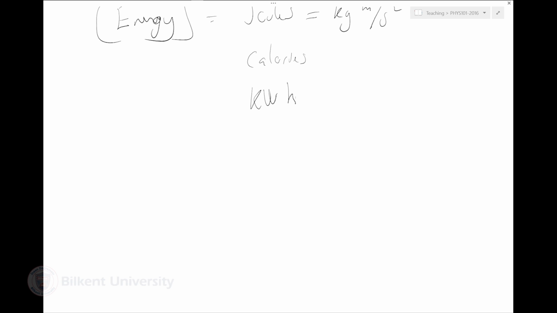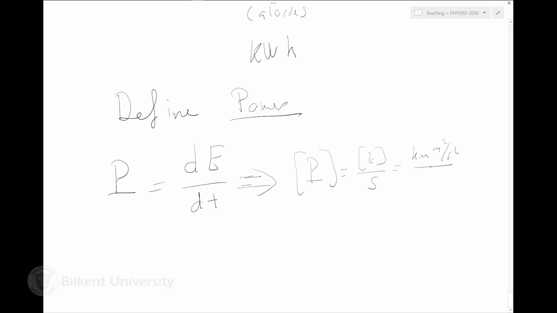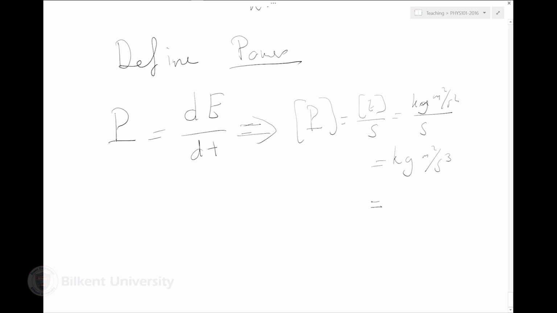This is kind of strange, so let me define a new concept. Let me define power. Now power is defined as the time derivative of energy. So it turns out the unit for power is obviously the unit for energy divided by seconds. The unit for energy was kilogram meter square per second square. That's divided by a second. It's kilogram meter square per second cube. That's a mouthful again, so we give it a new name. It's called a watt.